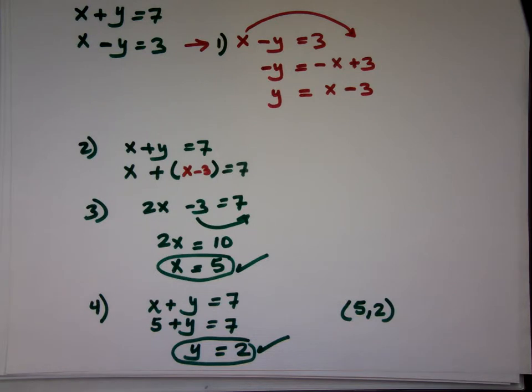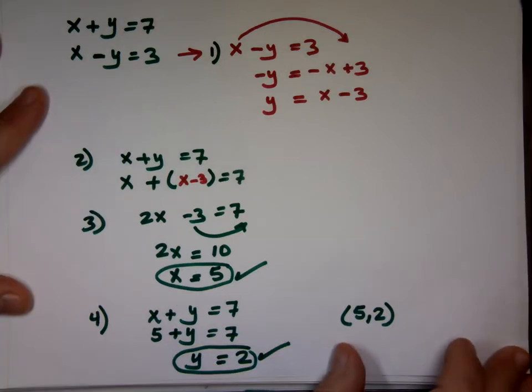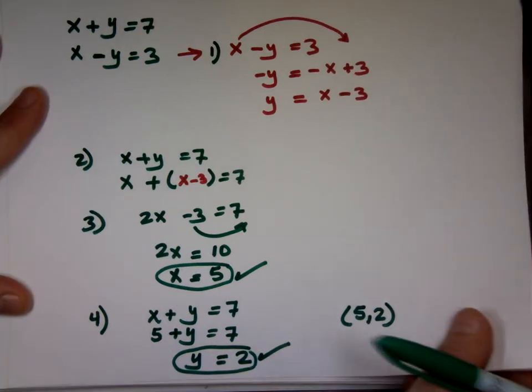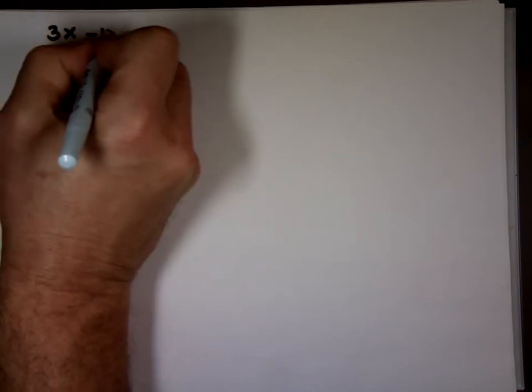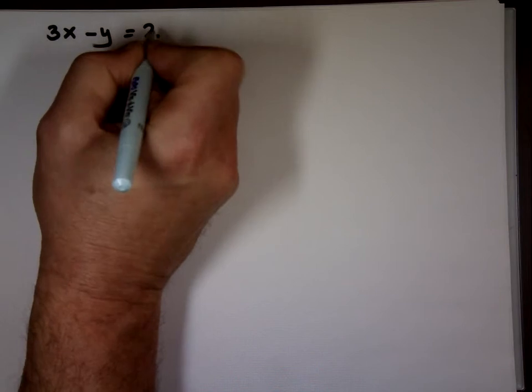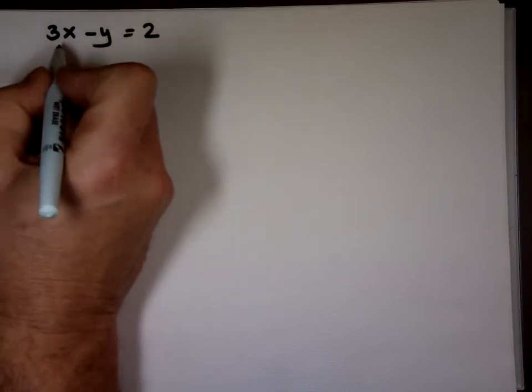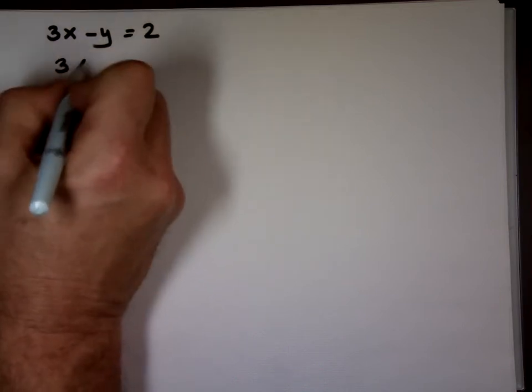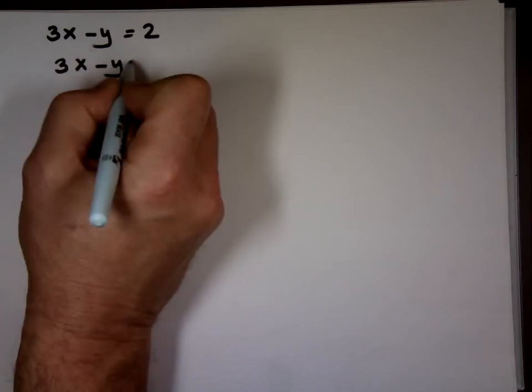Let's try the other one. Another one we did, another equation, I'll use the same one we did before. We have this one. Let me change color. Green is not my favorite color. 3x minus y equals 2. And the other equation, 3x minus y equals 4.